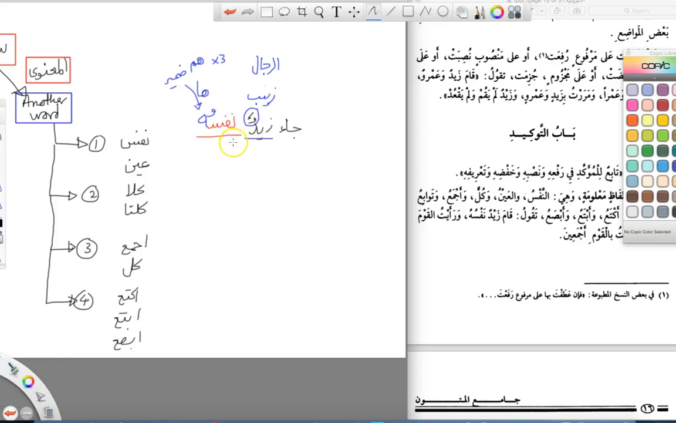If I say ja'a zaydun aynuhu, it doesn't mean Zayd came, Zayd's eye came. Zayd's got some Dajjal eye, and this Dajjal eye just pops out and he just comes after people. Yeah, no, sorry.